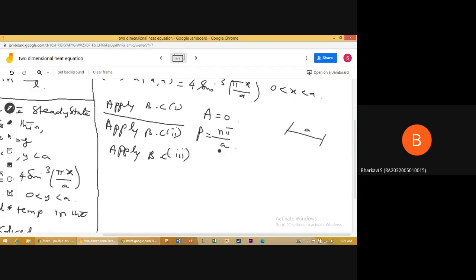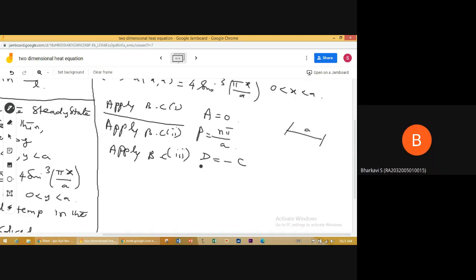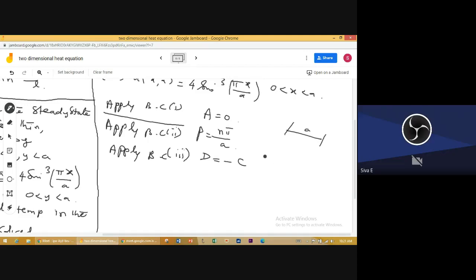Sir, u(x, y) is equal to BC into sin nπx. I can't hear you. Applying the boundary condition 3, what did we get? D equal to minus C? So C plus D equal to 0, sir. Yes, yes, C plus D equal to 0. Then D equal to minus C. Okay, what is the next step we did?